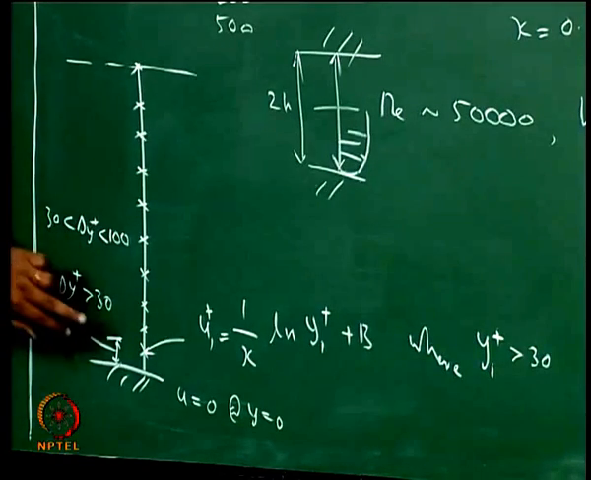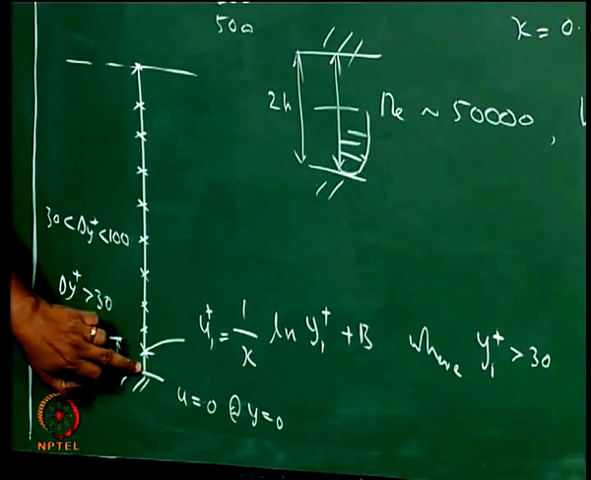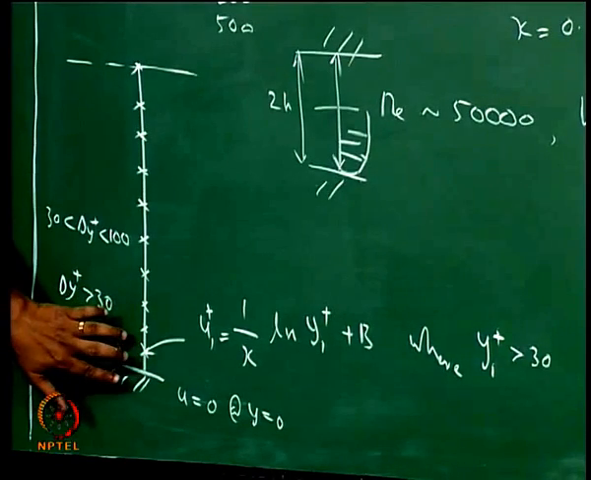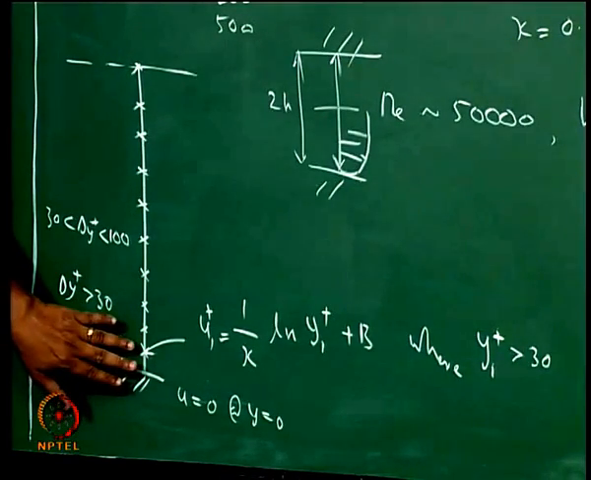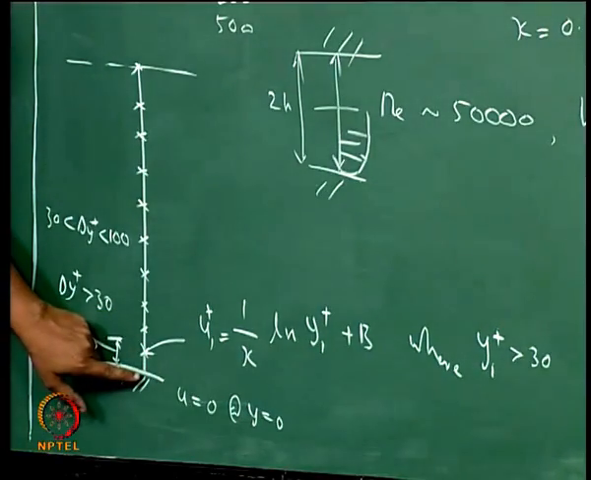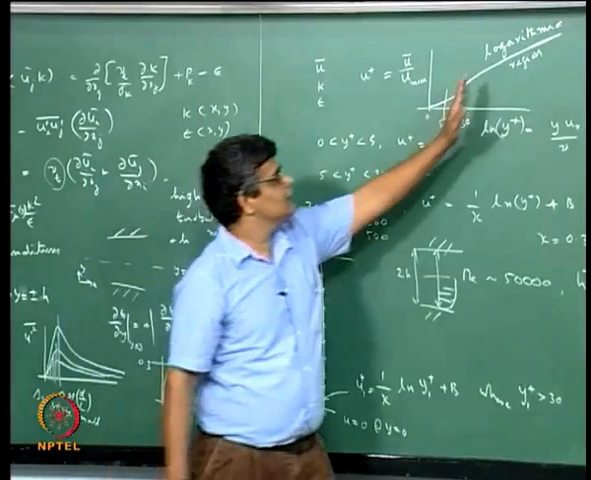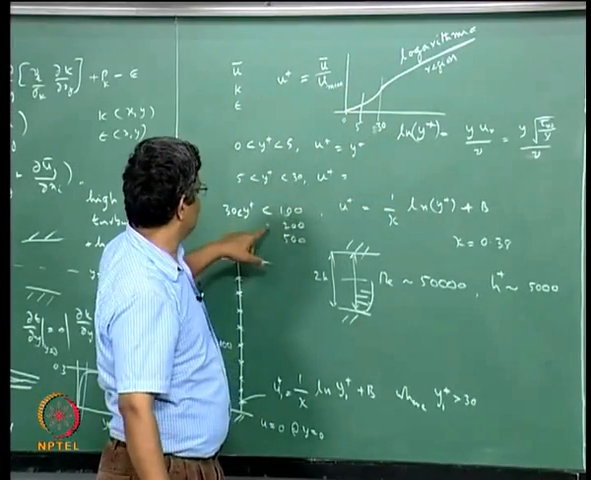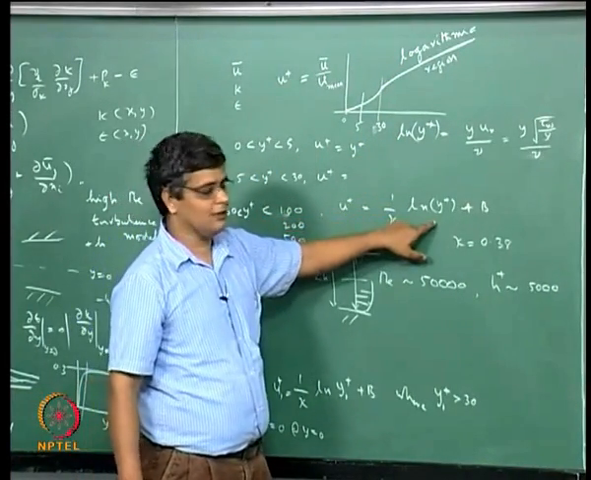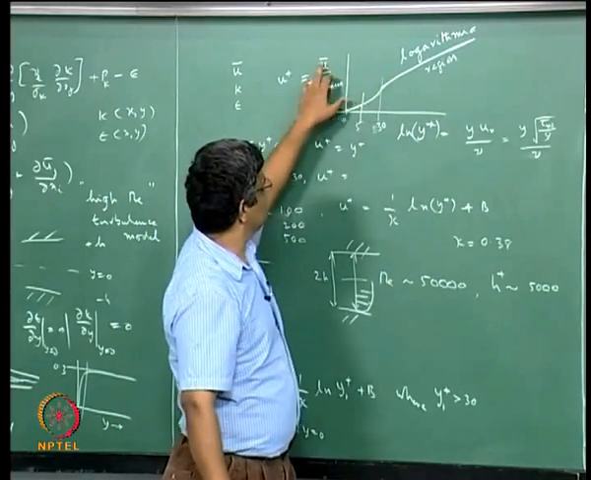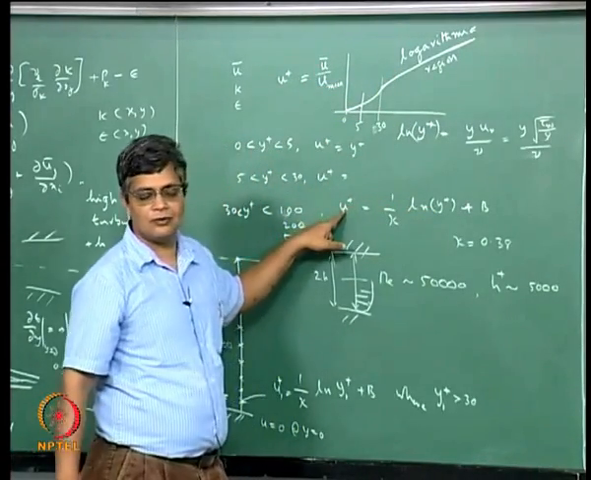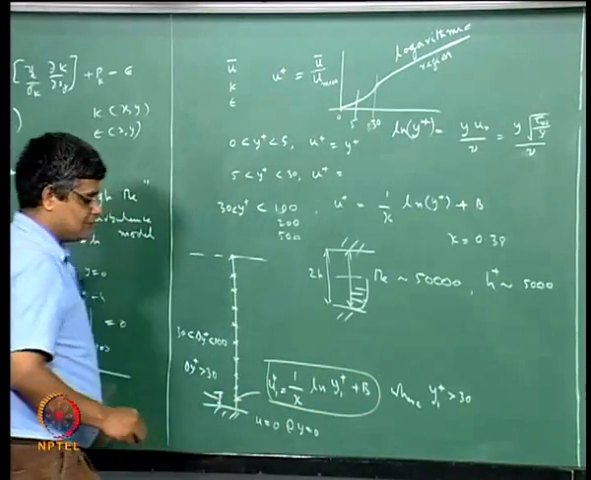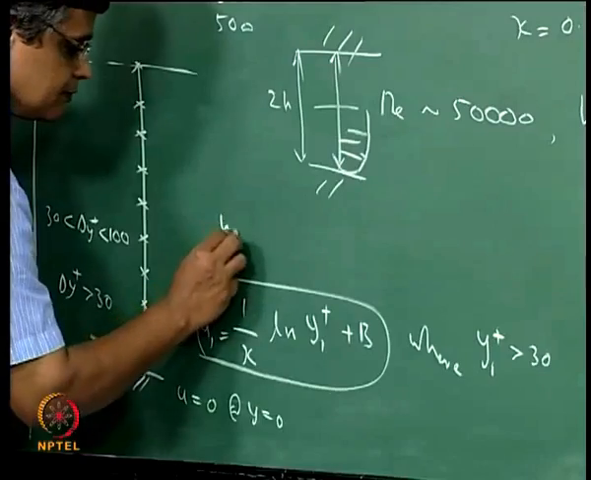So we choose a value which is not very close to the wall, but at a sufficiently long distance from the wall, such that it falls in the logarithmic region, because in the logarithmic region we have a simple expression for u plus as a function of y plus. So if you know the distance, then using this we can get the non-dimensional velocity here. So this is the boundary condition that we use. This is known as a wall function.